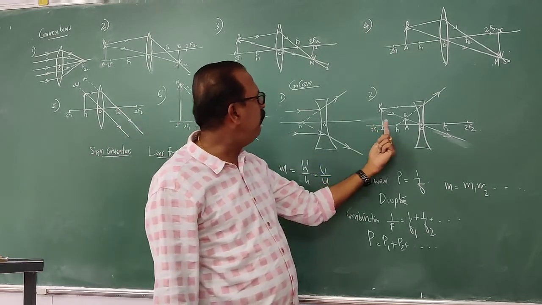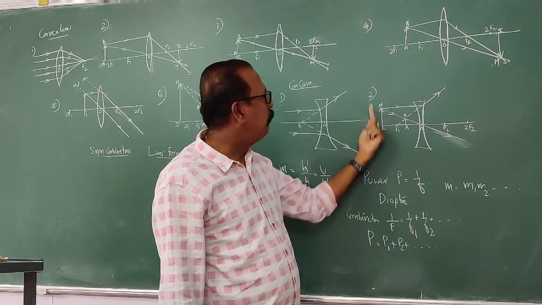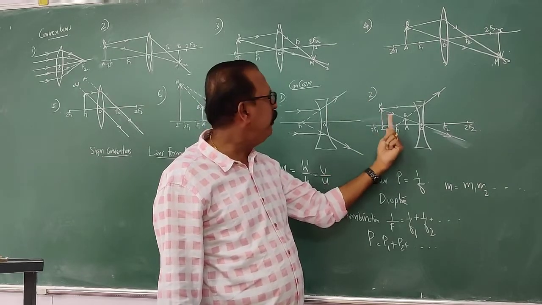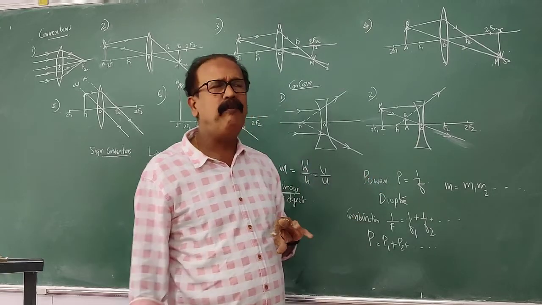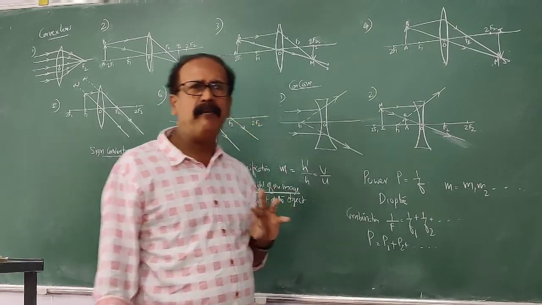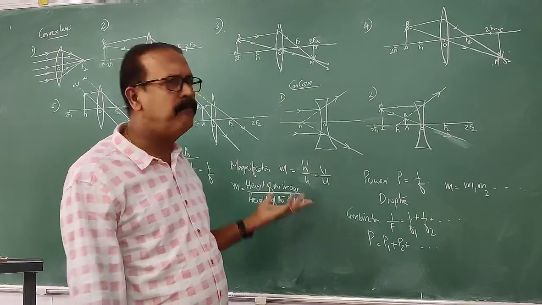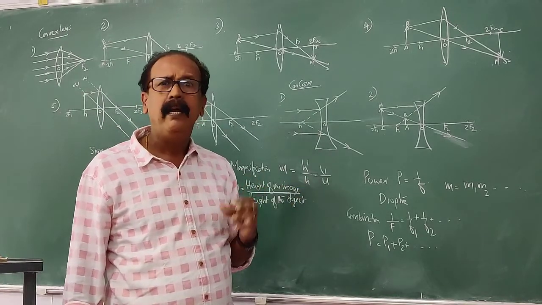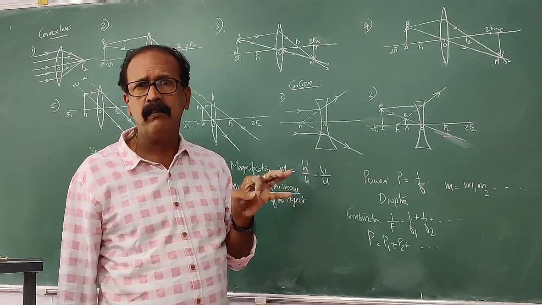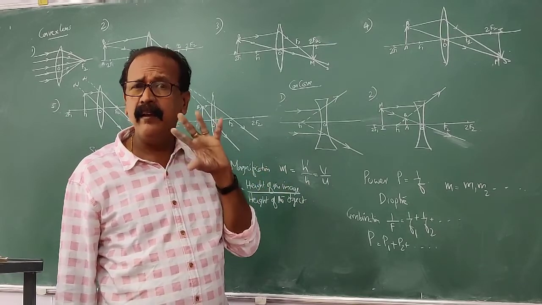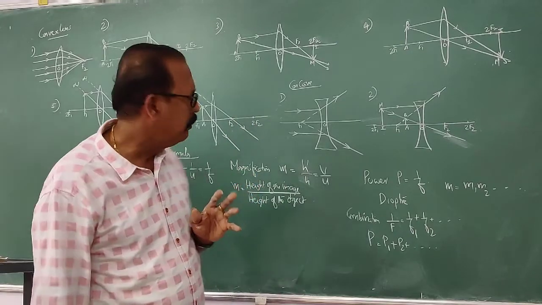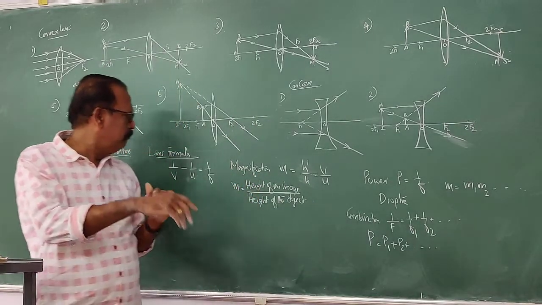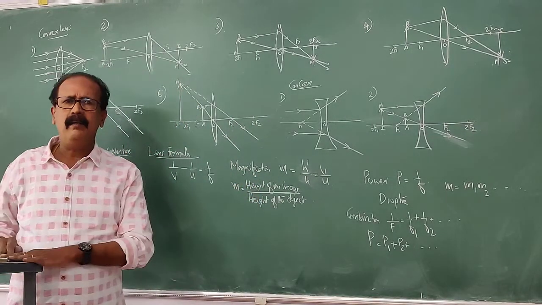What about here? Object is here, positive, size of the object is positive, size of the image is also positive. The same sign convention that we followed for a concave and convex mirror must be followed. What is the sign convention called? It is called the Cartesian sign system. Same idea. Clear? Now, the lens formula.